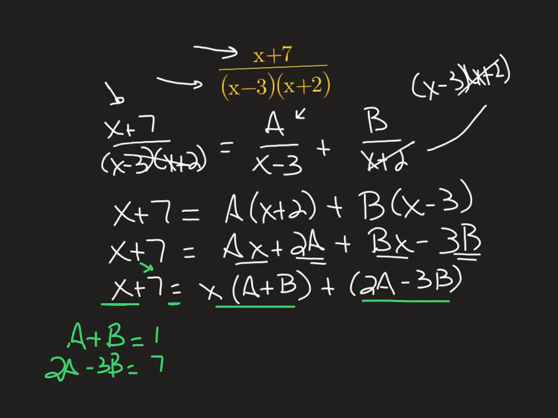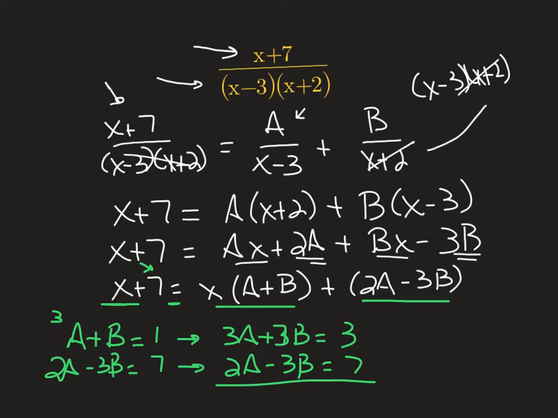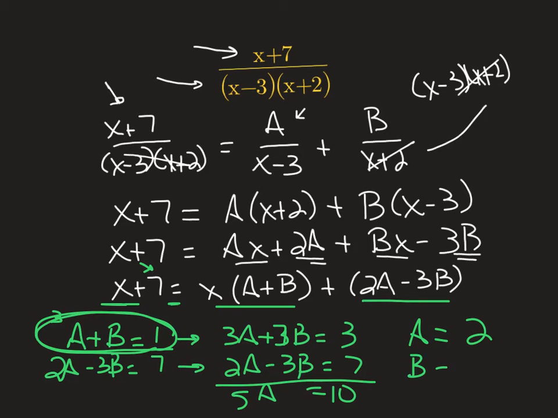I need to solve that system, and you can do Cramer's rule, you can do matrices, or whatever. To me, the quickest thing to do is elimination. So I'm going to multiply that whole top equation by 3. That's going to give me 3A plus 3B equals 3. Just bring this one straight over: 2A minus 3B equals 7. Add them together. I get 5A over here, and over here I get 10, which tells me A is 2. And if A is 2, based on that equation I'm circling, A plus B is 1, so 2 plus B is 1. B must be negative 1.